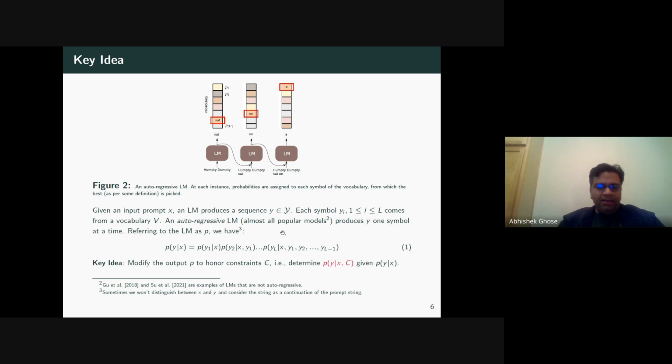And now writing it in math form. Let me introduce some notation here. You have some input prompt X.